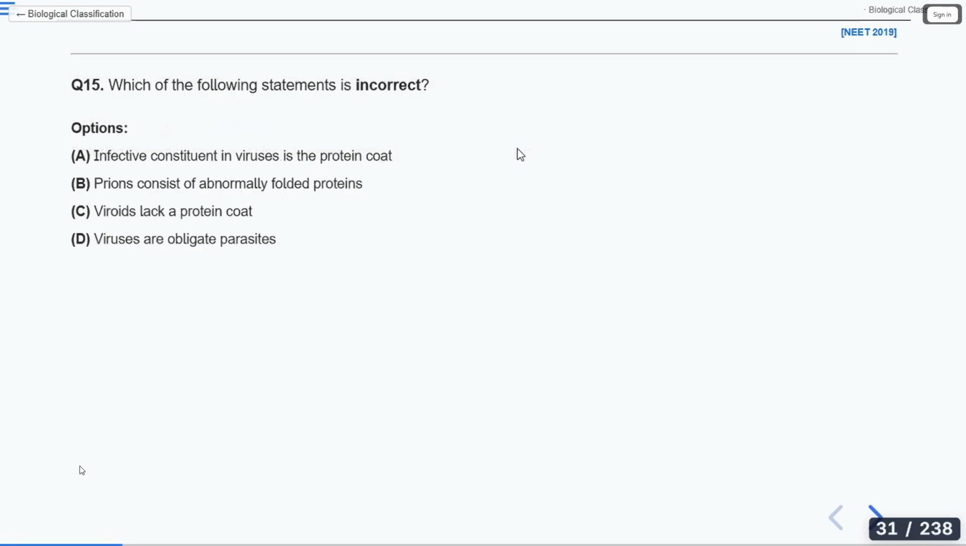Next question. Which of the following statements is incorrect? Infective constituent in virus is the protein coat. Prion consists of abnormally folded proteins. Viroids lack a protein coat. Viruses are obligate parasites. Which is incorrect? A is incorrect.